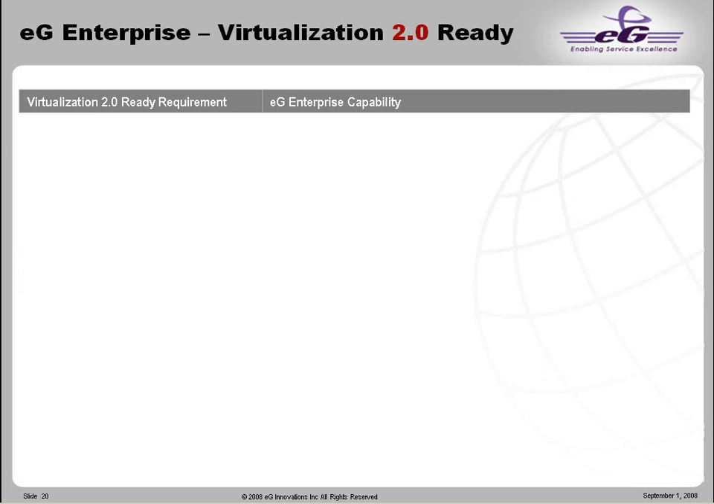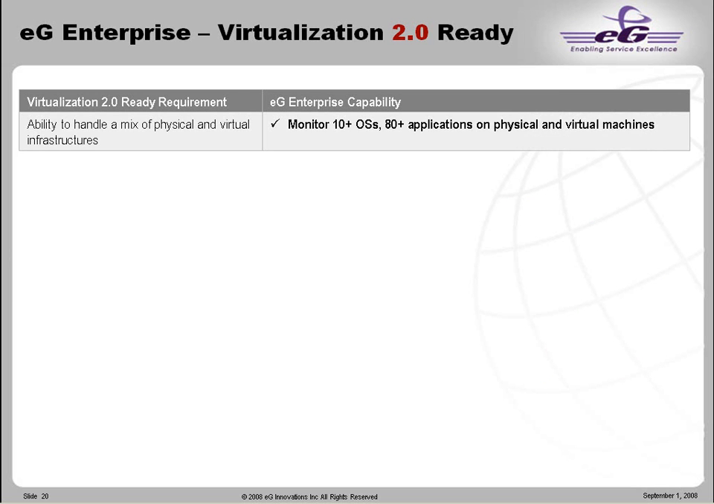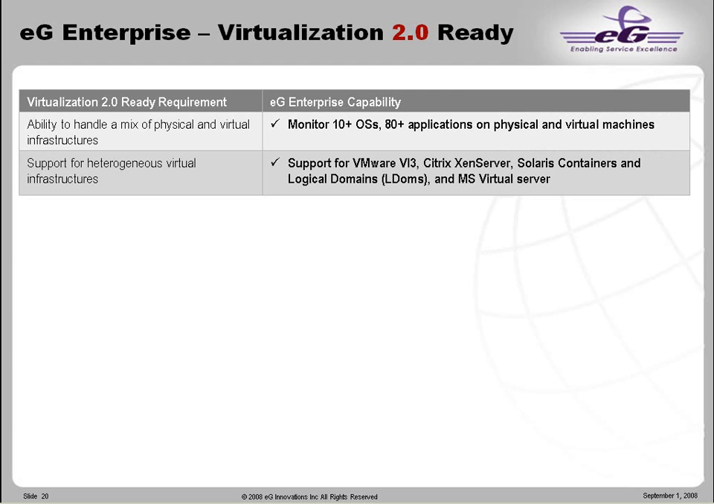We will conclude our presentation by summarizing how EG Enterprise meets the requirements of Virtualization 2.0 monitoring. EG Enterprise provides the ability to handle a mix of physical and virtual infrastructures by monitoring over 10 different OSs and over 80 applications on physical and virtual machines.